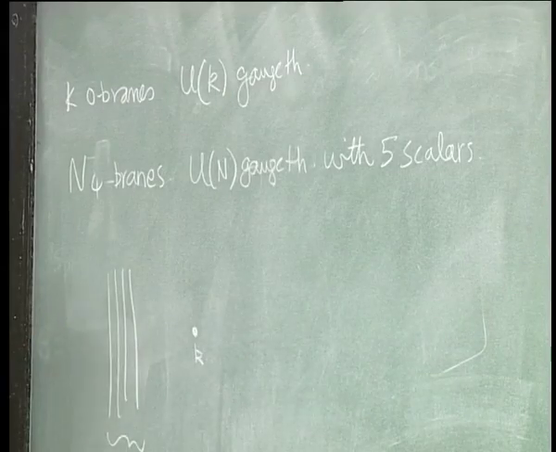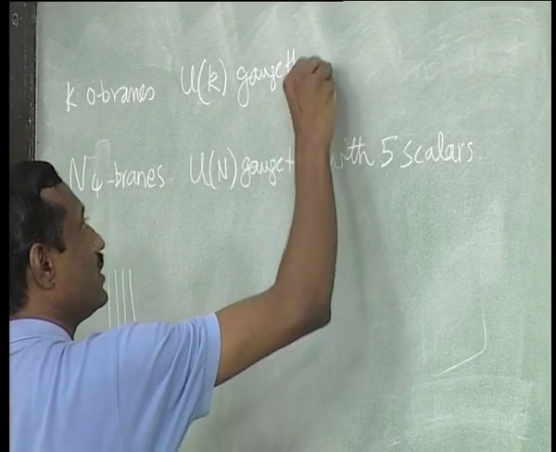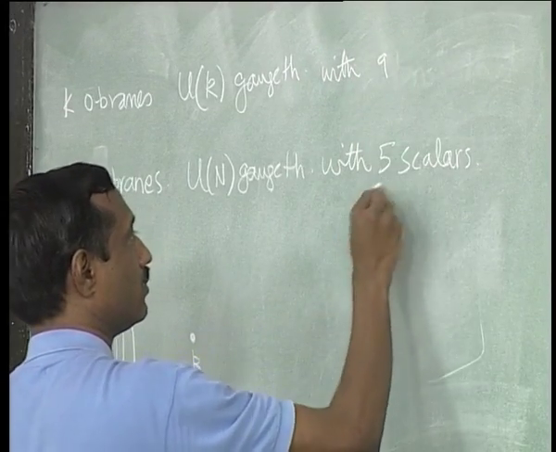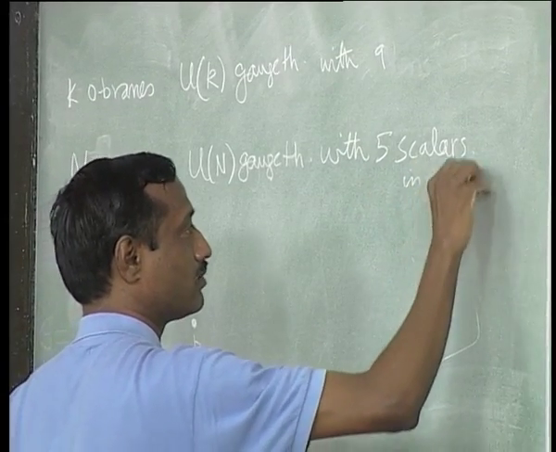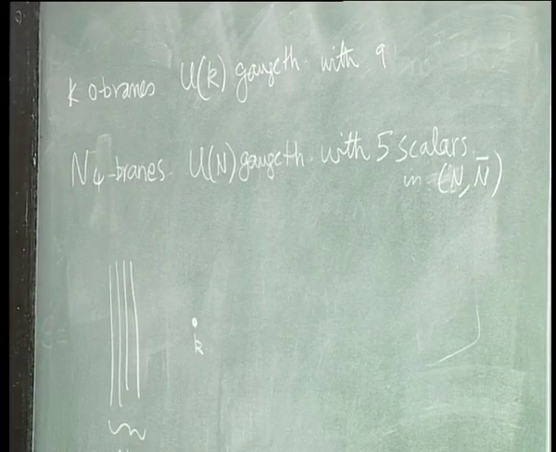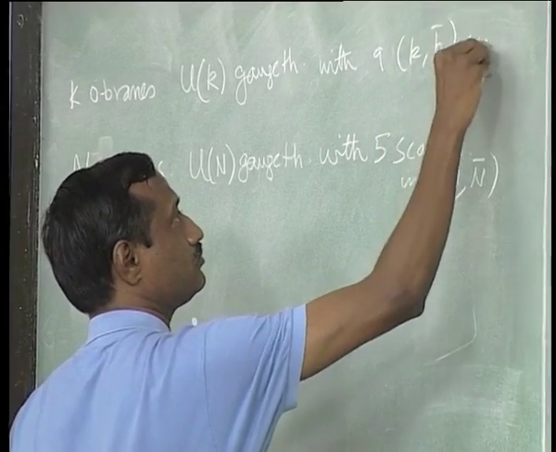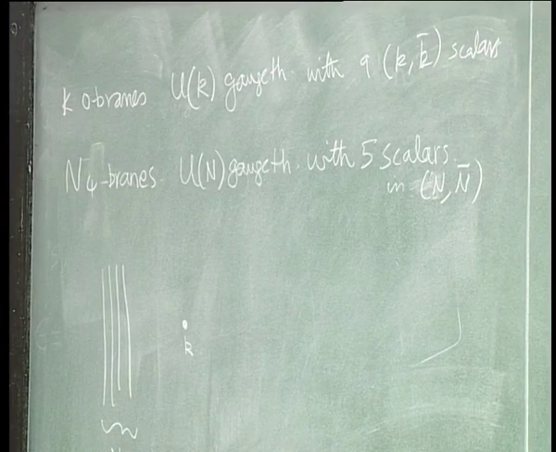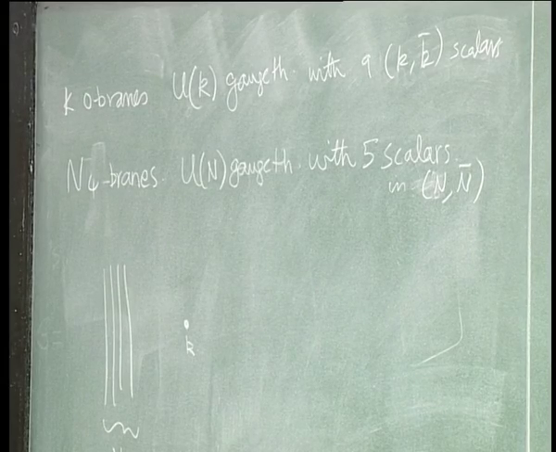But there will be one gauge field A0 that will behave like a Lagrange multiplier. U(K) gauge theory with 9 adjoint valued scalars, so with scalars in the adjoint of U(N). I will just write this as N bar, with 9 K K bar scalars. You know that the adjoint I can write for U(N) as N times N bar. That is what I am really doing by writing it as a matrix. So these are the fundamental way of thinking about this, but clearly there are strings which do this.